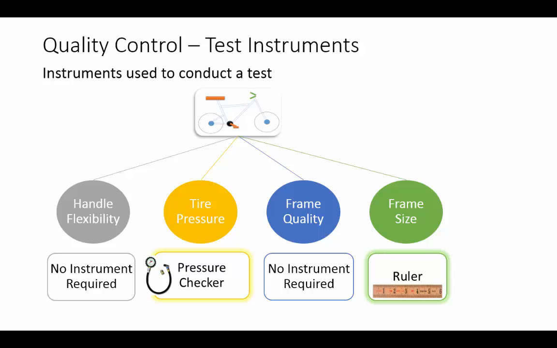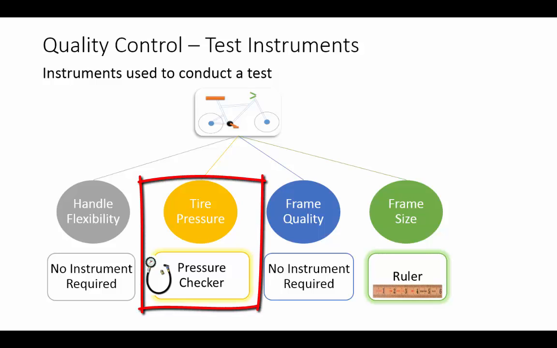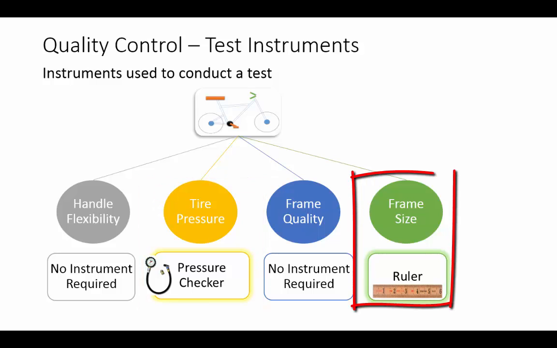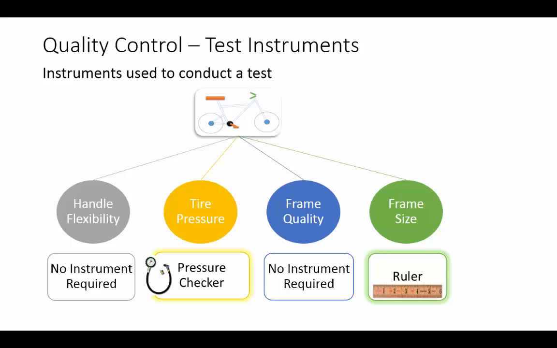We may use a specific test instrument to conduct a particular quality test. For example, to check the tire pressure, we may need to use a pressure checker, and to check the frame size, we may need to use a ruler. In case test instruments are used, we need to create them first and link them to the quality test.